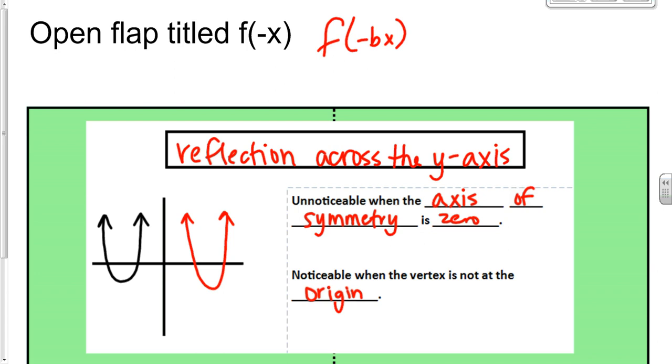It does not change the concavity. The only thing that changes the concavity is if you have the negative on the outside, but it does reflect it across the y-axis. So sometimes you do notice it, sometimes you don't. You probably didn't yesterday in our little activity because most of our vertexes were close to the origin. Okay, so again, if you have a negative on the inside, that's a reflection across the y-axis.